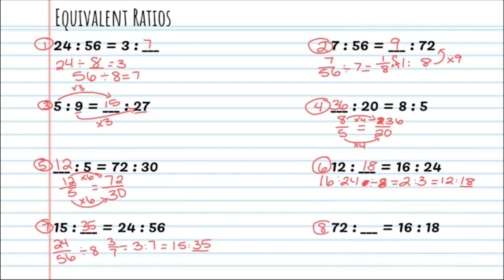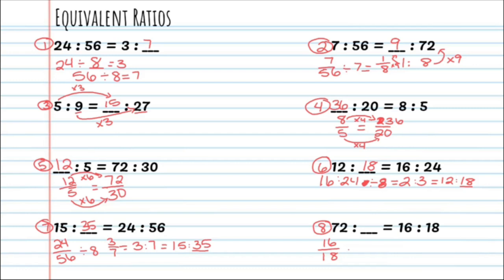All right, last question here for number 8. We have 72 to blank is equal to 16 to 18. 16 to 18 aren't in their simplest form, so we are going to simplify it by turning it into a fraction. Now remember, this can still be viewed as a ratio even if it's in fraction form. Just know that if it is asked for you to write it in ratio form, we're looking for the colon way to write it.